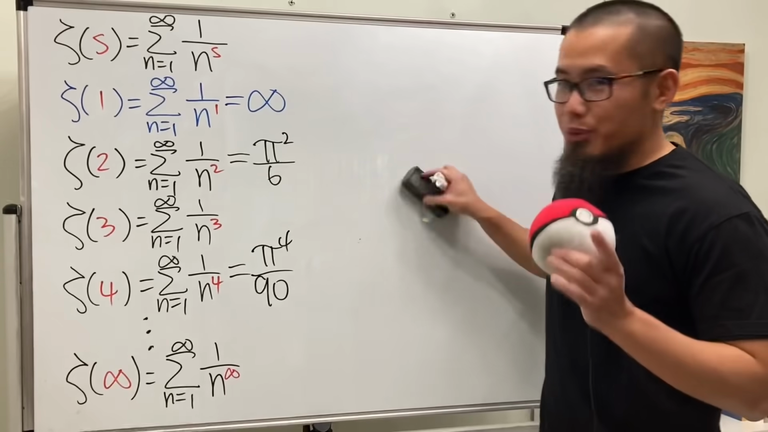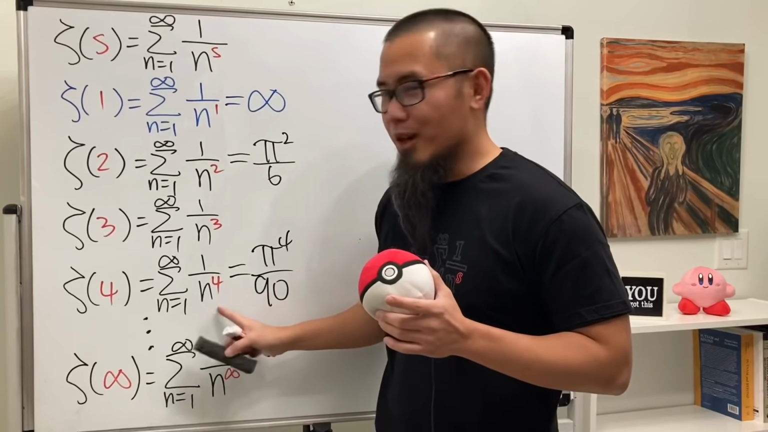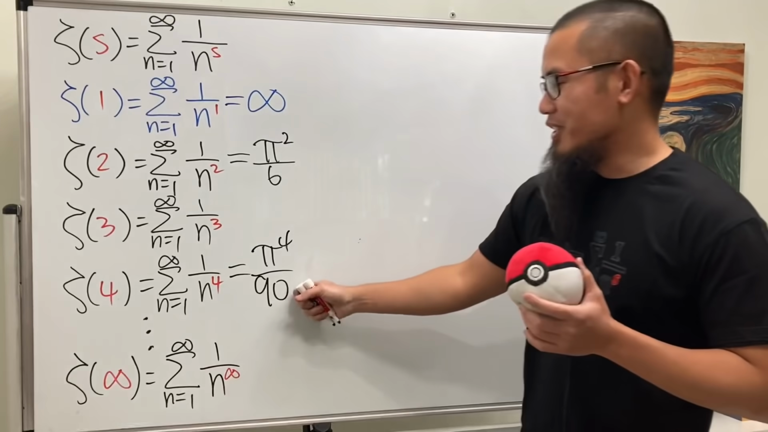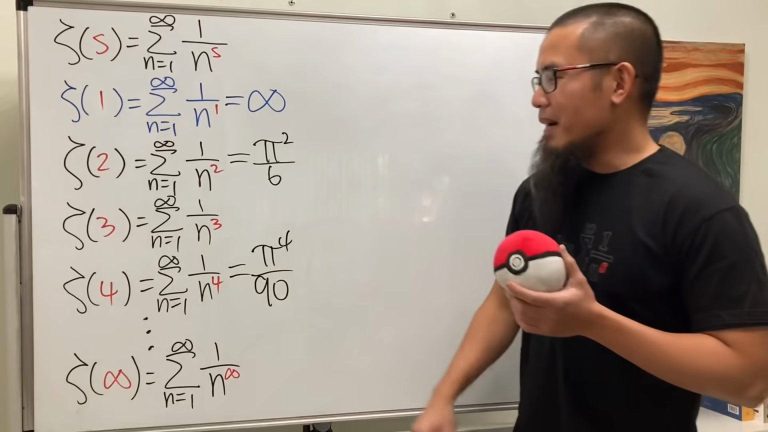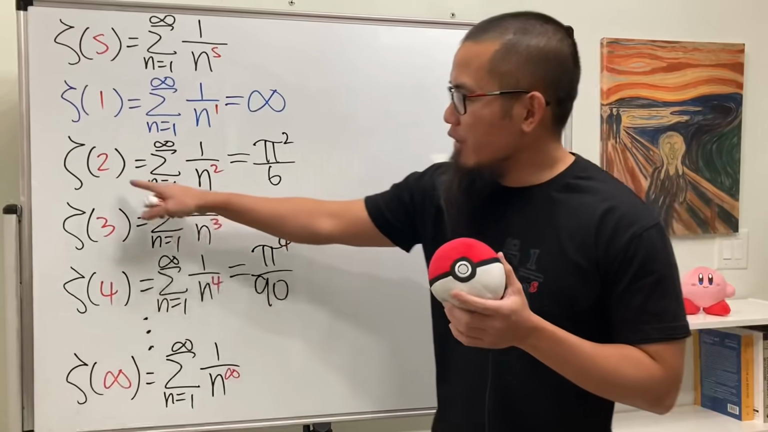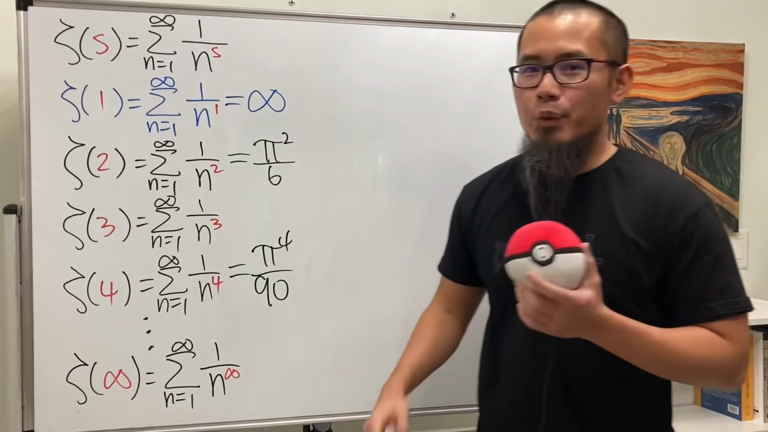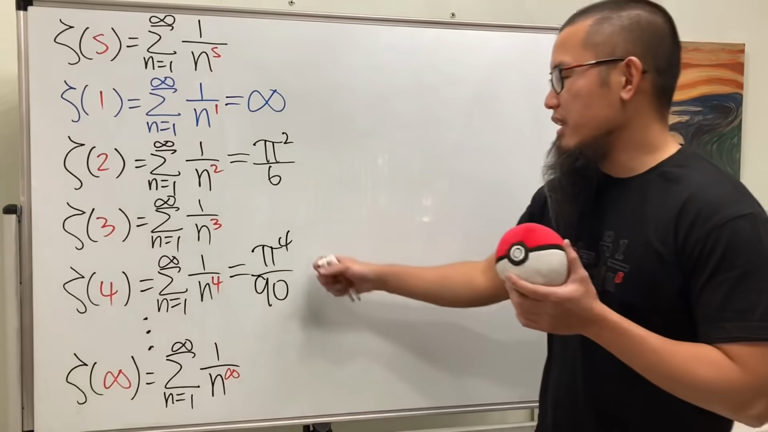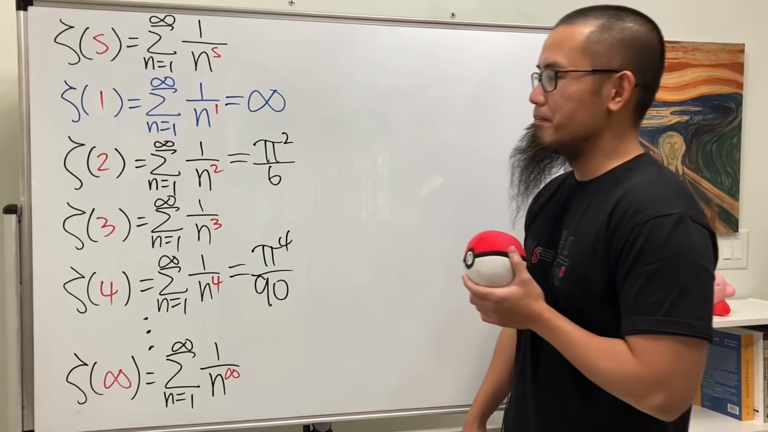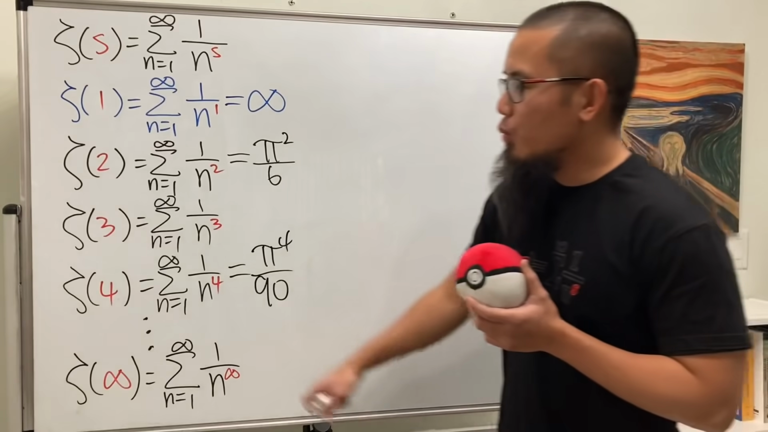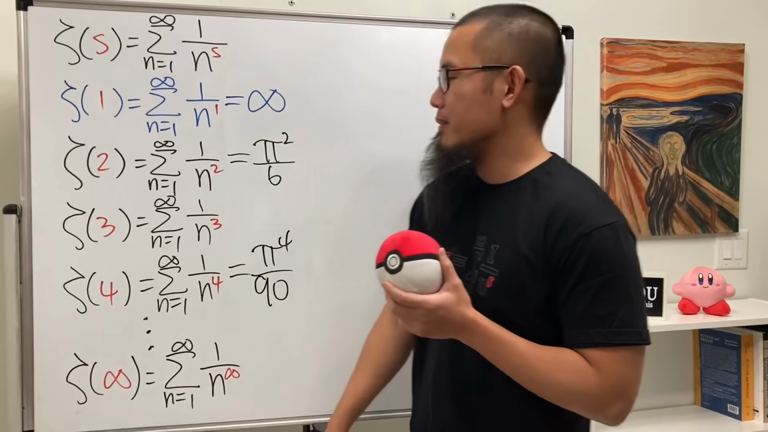Don't go yet. I do have a video going over how to come up with this result, so go ahead and check that out if you would like. But anyway, I want to tell you guys that if we have an even number inside, we actually will end up with a very nice answer involving pi. Pretty cool, huh? But you know what's cooler? When we have an odd number inside.